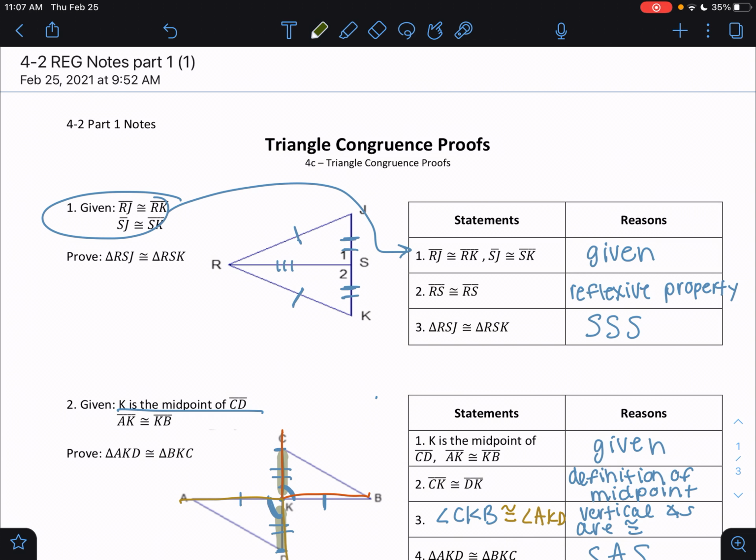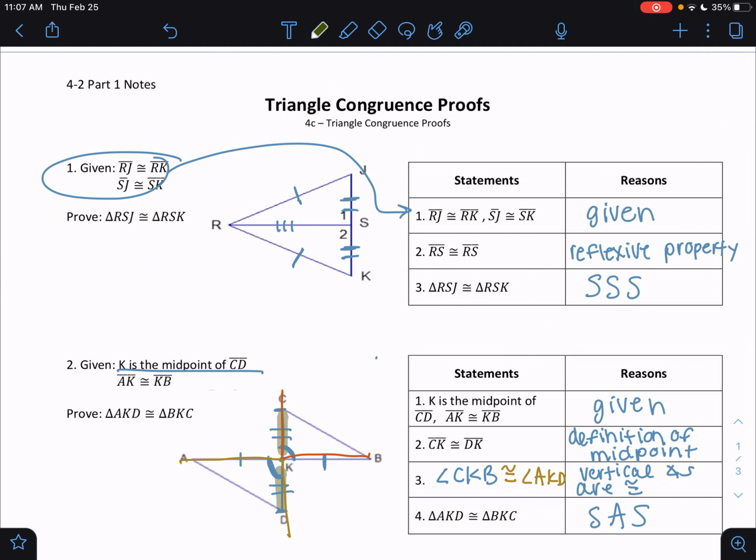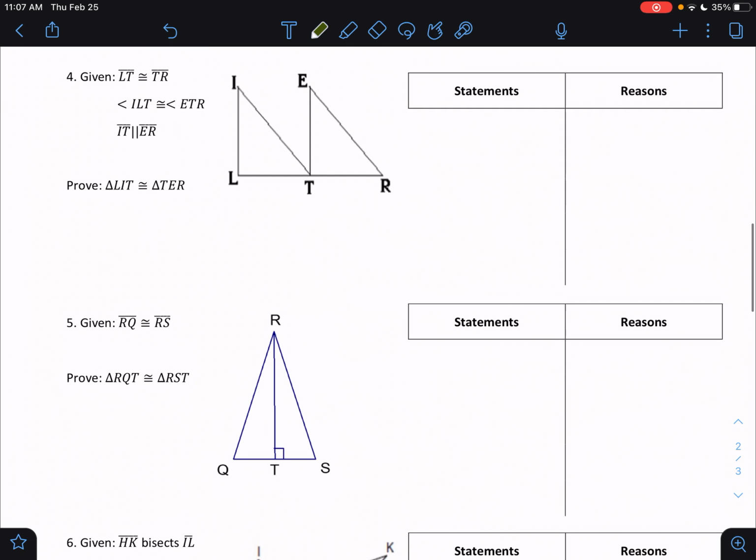Okay, so this video is going to go over the second page of the 4-2 notes. We are going to do these in class, but if you are absent, you can watch this video, or if you just want to get a head start, this video will be up for you as well.